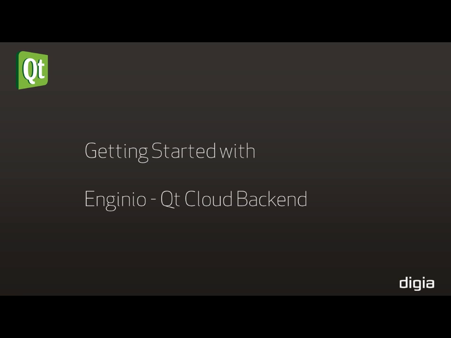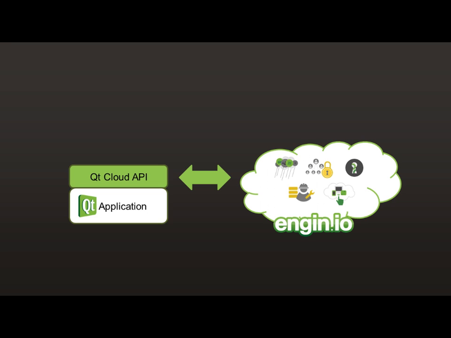Enginio is a cloud service that makes managing the backend easy. With Qt and Enginio, you have a powerful combination to easily develop an application that talks to the cloud and gets data out of the cloud. I would like to show you a quick demo of a to-do list application.